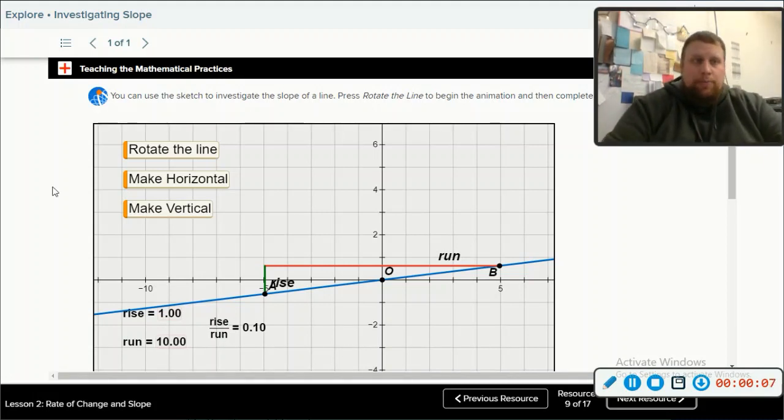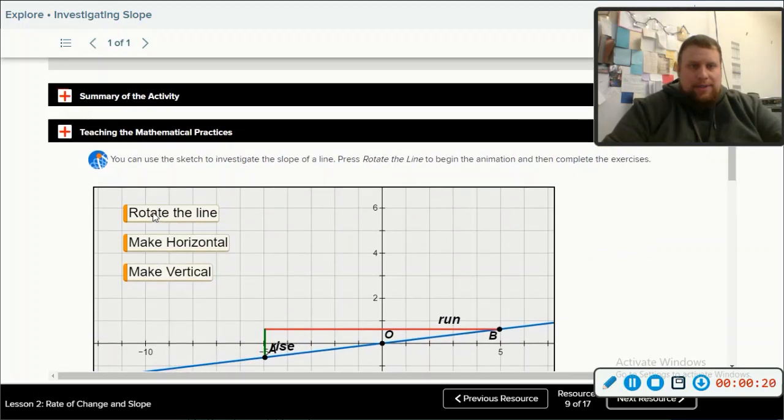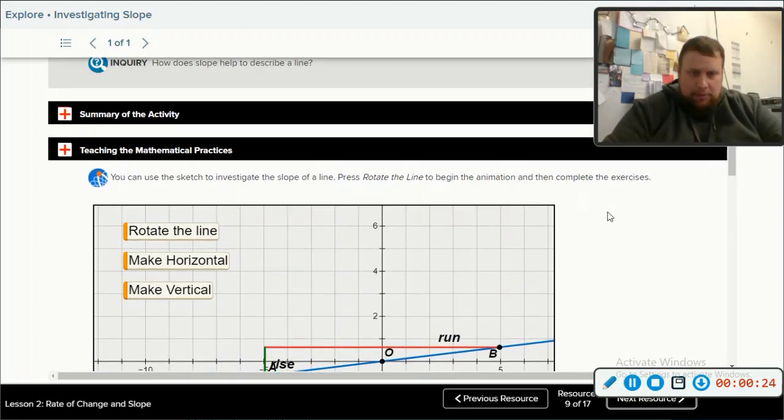We're talking about slope. Go ahead and write down that today is day 2. So in your notes, it should be 4.2 day 2 and whatever the date is. We're going to talk about slope, which is essentially rate of change. So this says you can use the sketch to investigate the slope of the line.